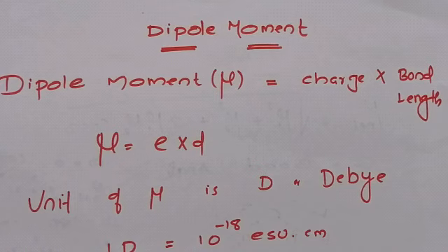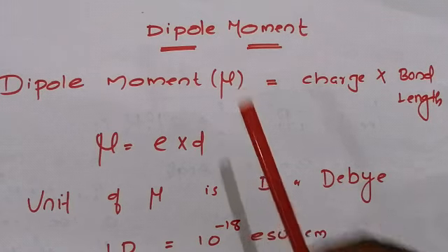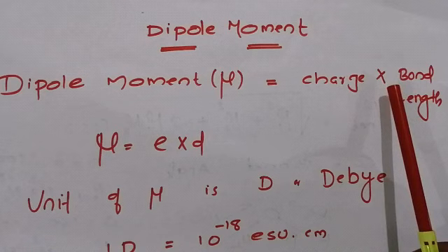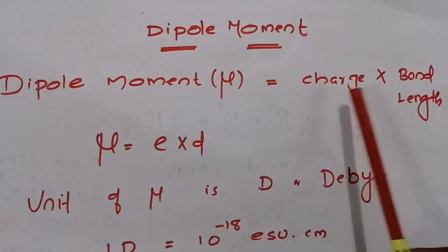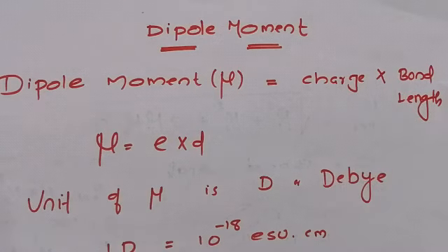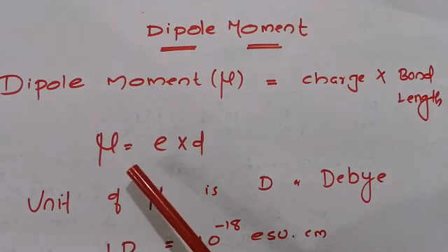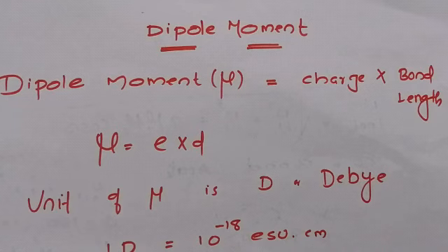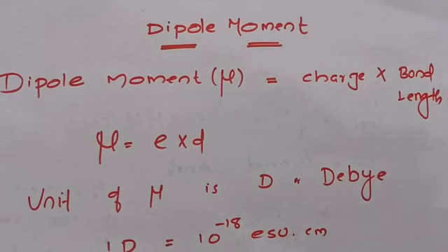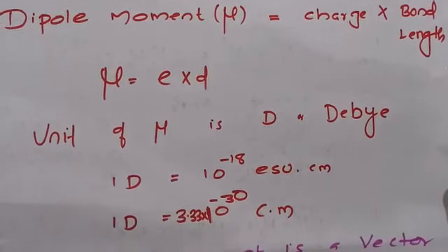Dipole moment is a very important feature of molecules, a concept that can be applied in inorganic as well as organic molecules. Dipole moment mu is simply defined as the product of charge and bond length. That is, mu is equal to e into d, where e represents the charge on the atoms and d represents the bond length.